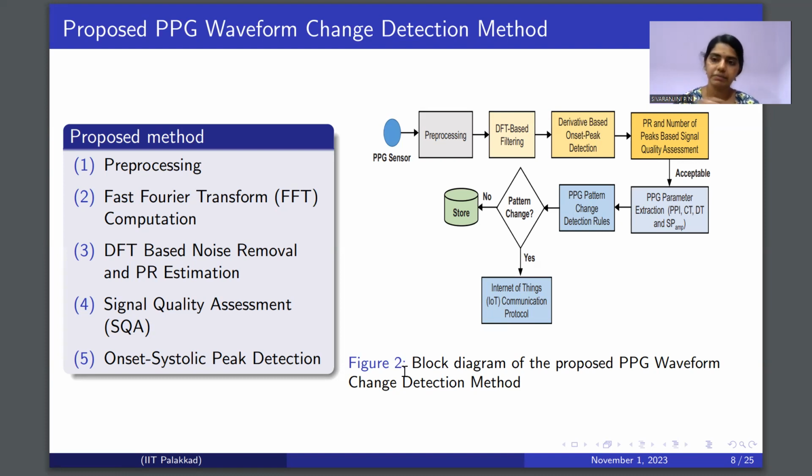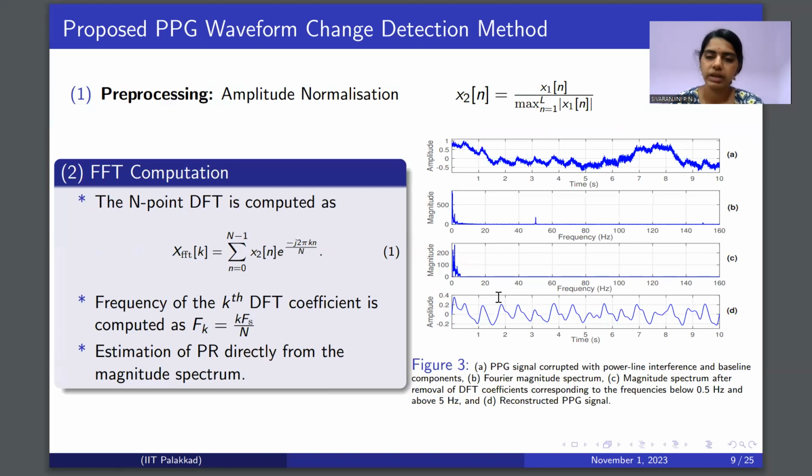Once we have the acceptable PPG signals after the signal quality assessment, we are extracting the PPG parameters, which include the PPI, crest time, decay time, and the systolic peak amplitude. And then we are applying the PPG pattern change detection rules to classify the PPG patterns as pattern change or no pattern change. Once there is a pattern change that is detected, then the IoT communication protocol comes into picture. So let's explore each step in detail.